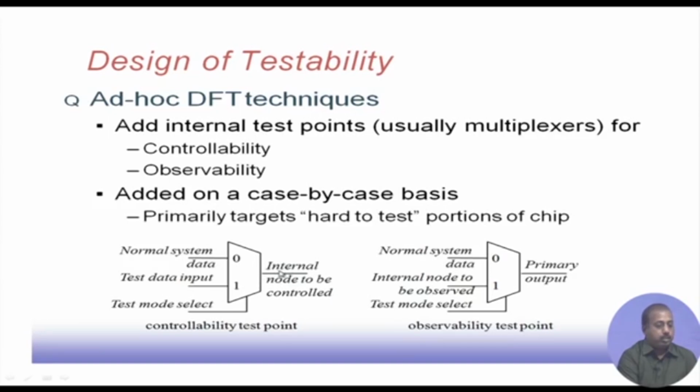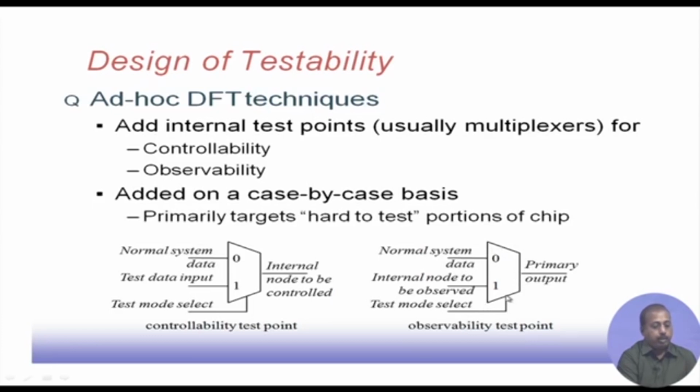So, controllability is enhanced by this means. On the other hand, the observability. If we want to improve the observability, then this is the point we want to observe. So, we add another multiplexer, and the normal system output can go to the primary output. So, we pass it through a multiplexer.